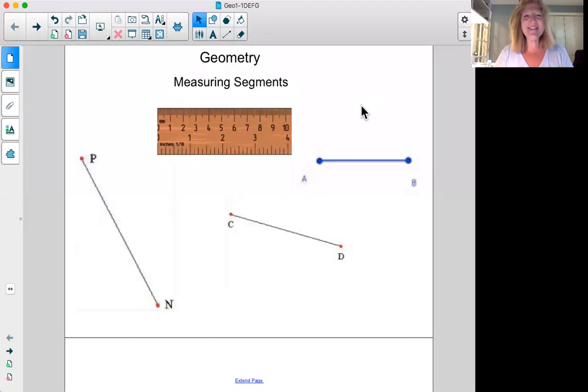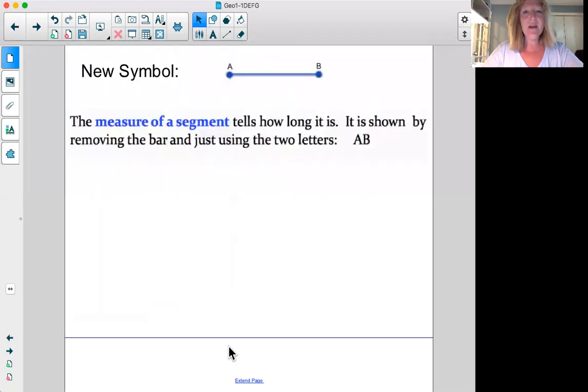Hi, geometry students. So today I'm going to talk to you about measuring segments in this video. Okay, so we previously learned how to name segments. You use the endpoints and a bar above it. But today we're going to learn a new symbol, which is the symbol for the measurement of a segment. If you're going to use the symbol for the measurement of a segment, you just use the capital letters that represent the endpoints, and there's no bar above it.